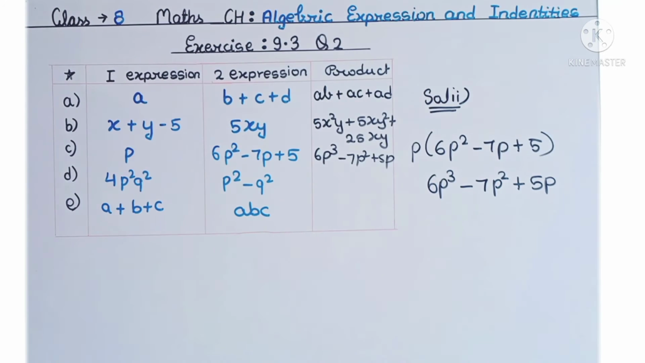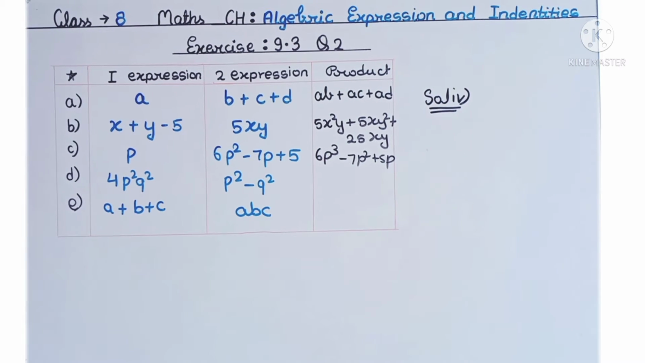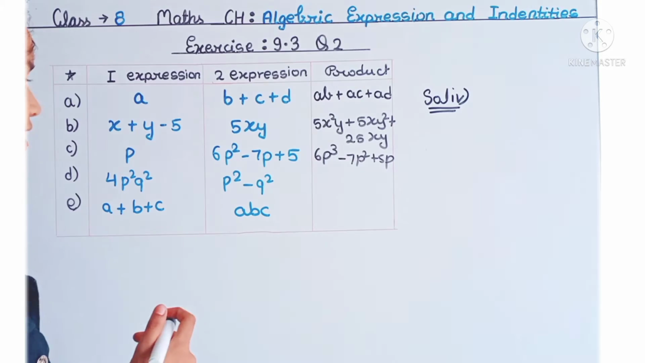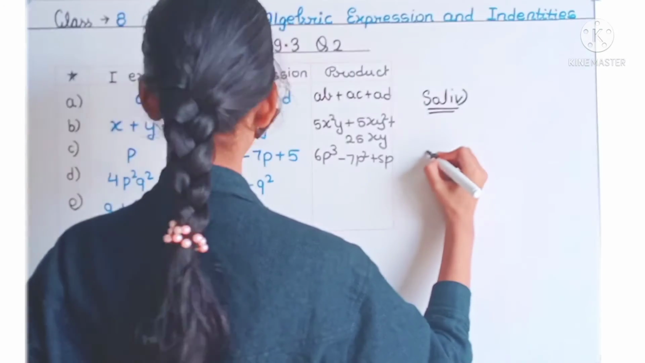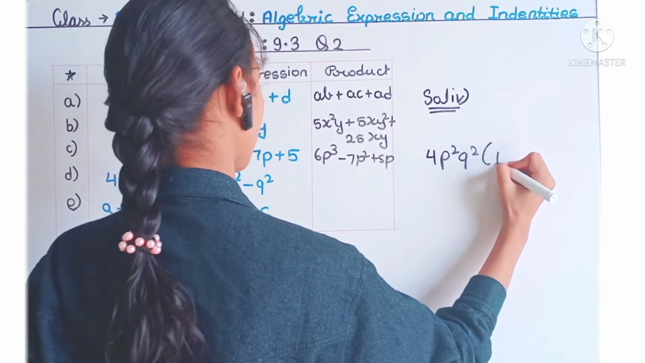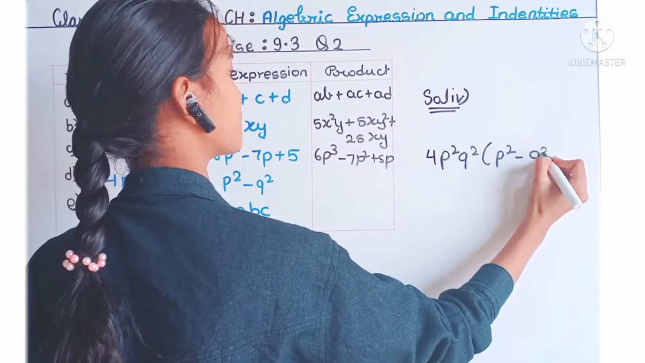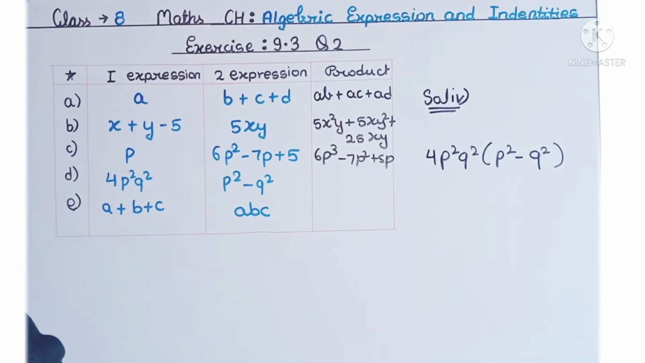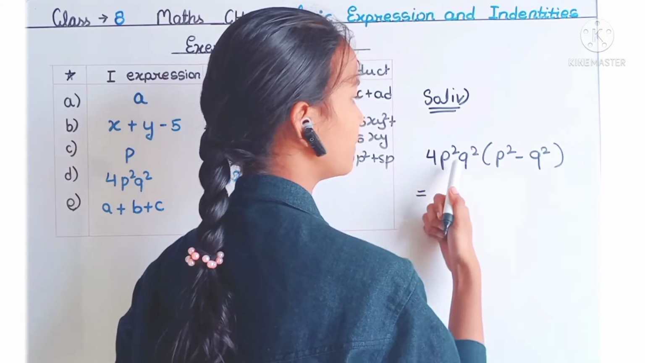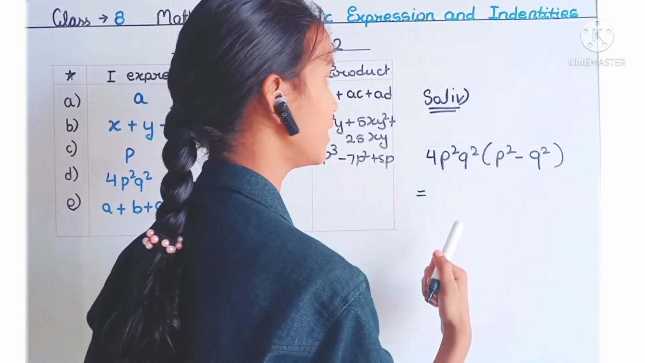Now let's come to the next part of this question. So now in the fourth part of this question we have 4p square q square multiplied by p square minus q square. So we will note it down like in the previous questions. Multiplied by p square minus q square. This question is very easy to do, you just have to understand the concept. So here you can see that we have to multiply 4p square q square by p square.